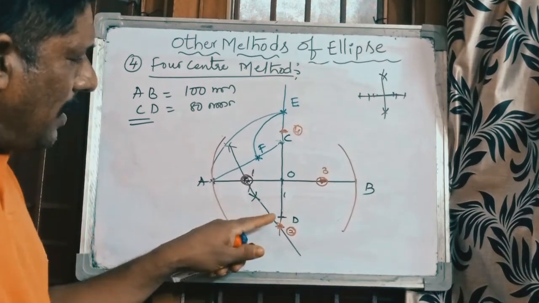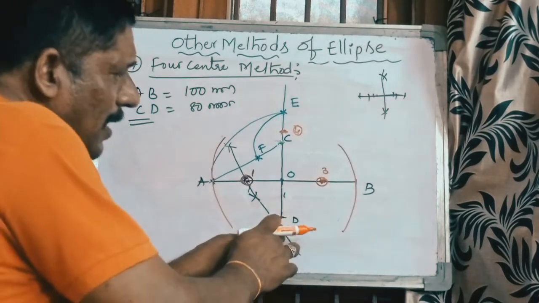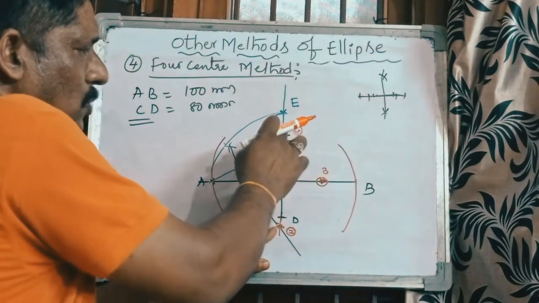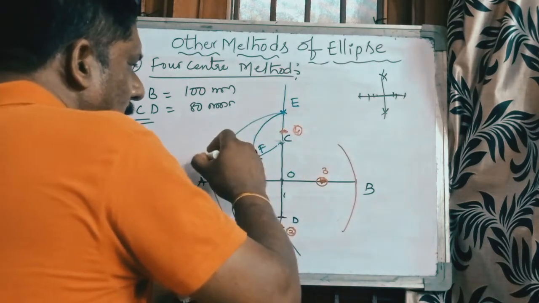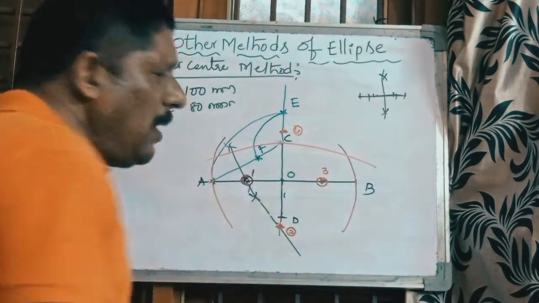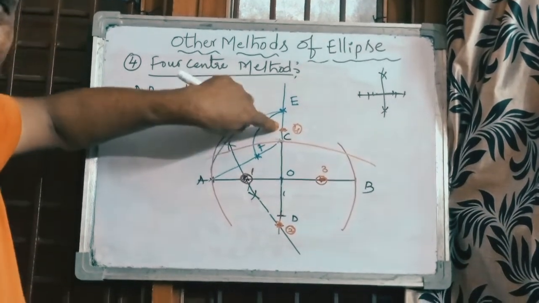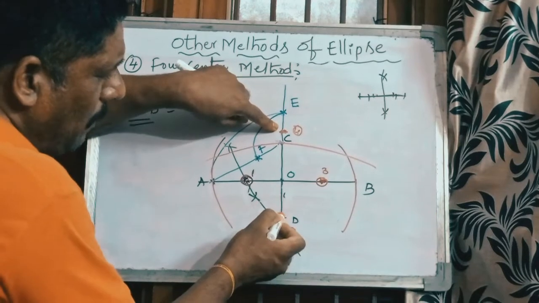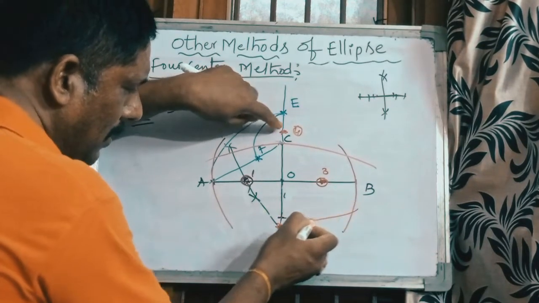Next go for point D. Now the center is here, 2. 2 is the center and the limit point is C, so up to C is the radius. Draw an arc. In the same manner, 4 is the center and the limit point is D, so up to D is the radius. Draw an arc here.